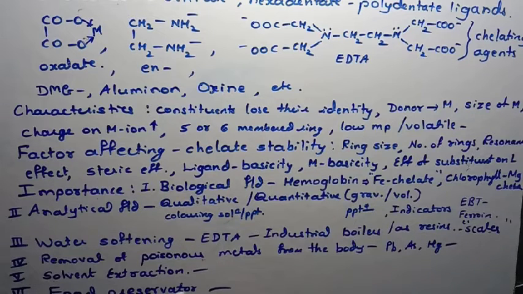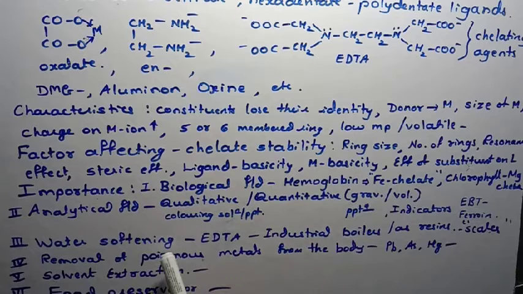Okay. Now the third one is that chelates are used in water softening. For example, EDTA is used in industrial boilers. In the boilers, due to hard water, there will be formation of scales, that means deposition of calcium or magnesium salts. Those can be removed when you add EDTA solution to the scales. When the scales are treated with EDTA solution, EDTA forms a chelate with calcium or magnesium, and that will be a soluble salt, and thereby the scales can be removed.